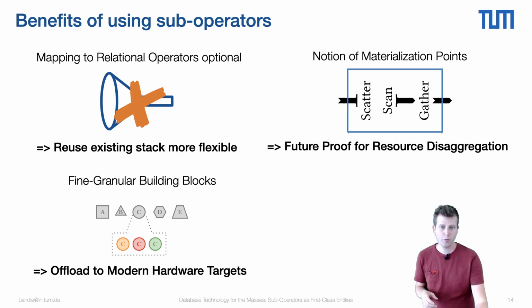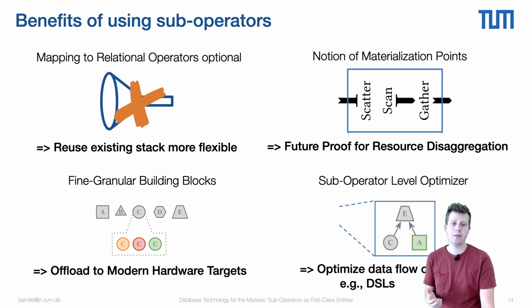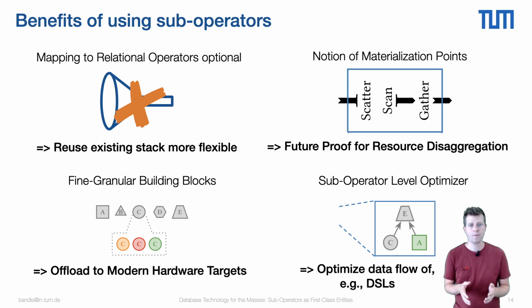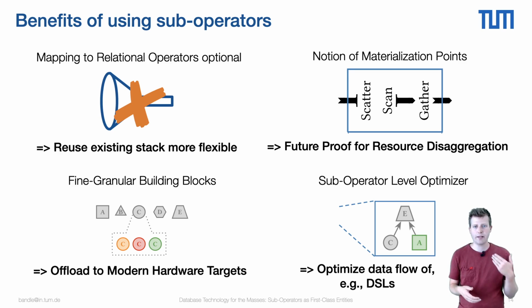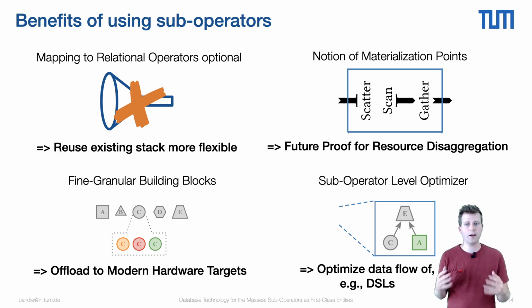And now finally, we can optimize the suboperator data flow, which adds a new level for the optimizer. This also provides an optimizer for every domain-specific language that maps to suboperators. So we can also offer an optimizer, for example, for graph or machine learning workloads.